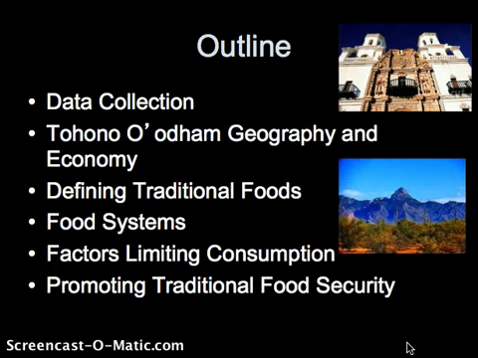The overall outline of the presentation is as follows. First, I'll talk about some of the data collection methods, as well as some of the issues with data collection on the Tohono O'odham Nation. I'll talk about Tohono O'odham geography and economy generally in order to give you a background of the area. I'll also talk about how traditional foods were defined by Tohono O'odham individuals, a larger discussion of food systems, some of the factors which are limiting consumption of traditional foods, and some of the things that Tohono O'odham individuals suggested could be done in order to promote traditional food security, and indeed some of the continuing work that's being done by local organizations.